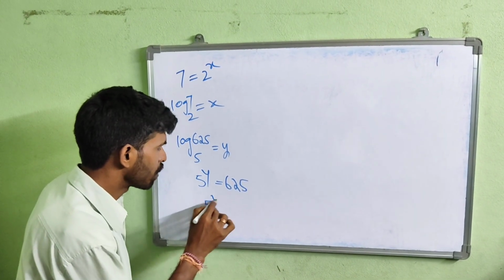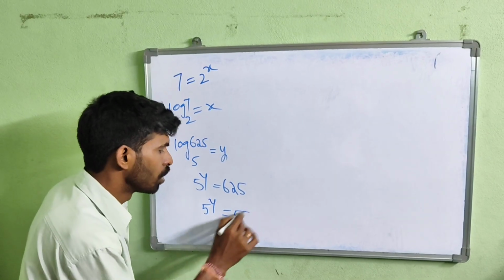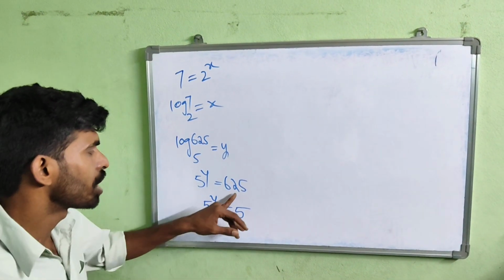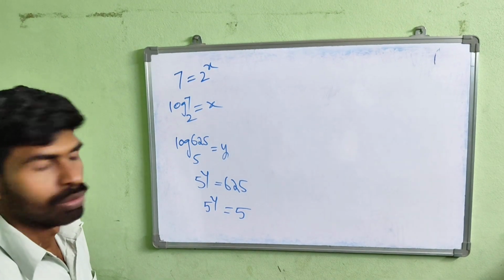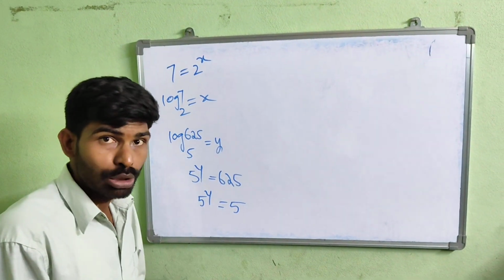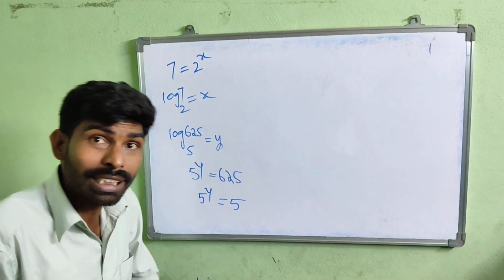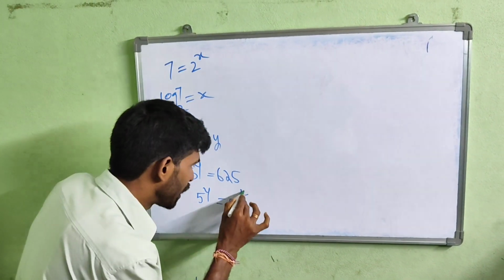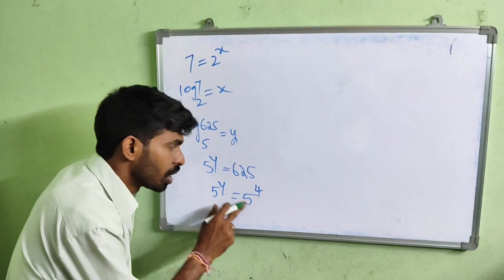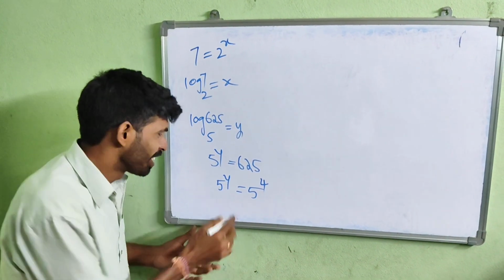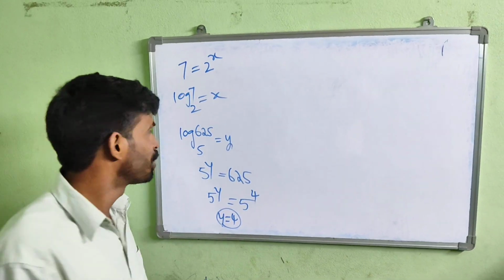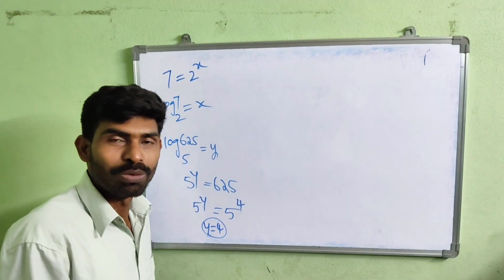How can we write it as 5 power y equal to 5 power how much is 625? 5 5s are 25. 25 5s are 125. 125 5s are 625. That means 5 power 4. If the bases are equal, powers are also equal, right? That's why simply y equal to 4. Like that we can find the logarithms very simply.